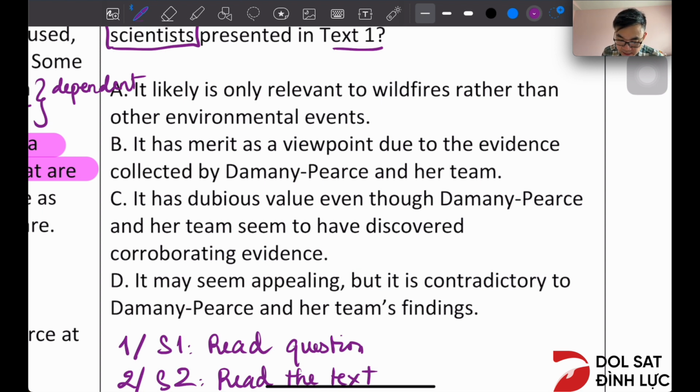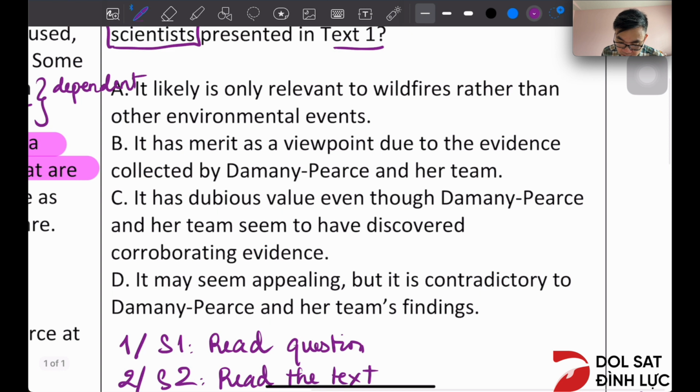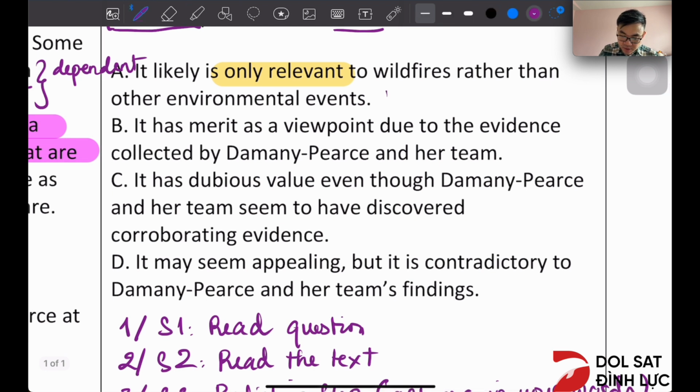Okay, in A, it is likely only relevant. Okay, "only relevant" is incorrect, because they confirm, right? And the word "only" wasn't mentioned in text 2, okay? So A is incorrect. B, it has merit as a viewpoint due to the evidence collected by Damini Pierce and her team. Yes, it's actually very good, right? Because it was confirmed after their observation, so B is kind of correct.